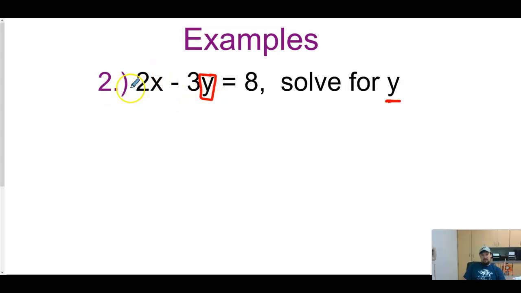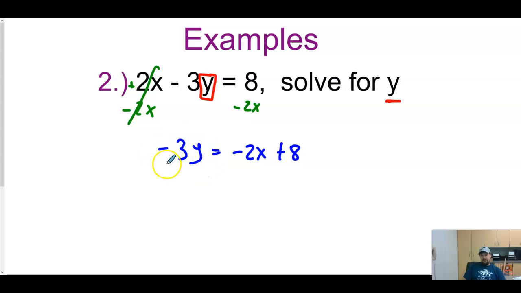So, how do I get rid of this 2x? Okay, a lot of people would think we have to add the 2x because of this minus sign. Remember, that's not true. This 2x is a positive, so we're going to go ahead and subtract this 2x from both sides. And so that cancels out, and we get this minus 3y that drops down equals negative 2x plus 8.